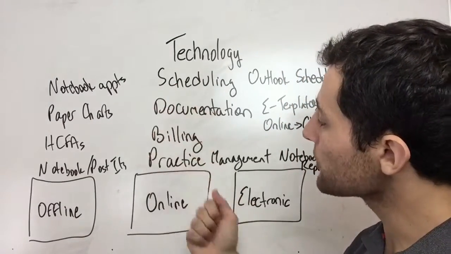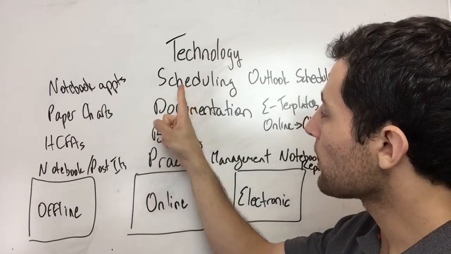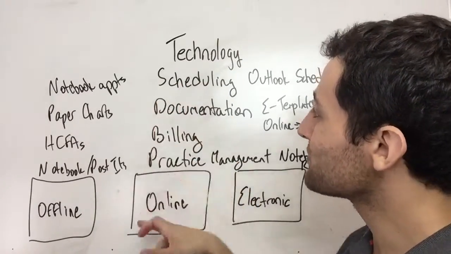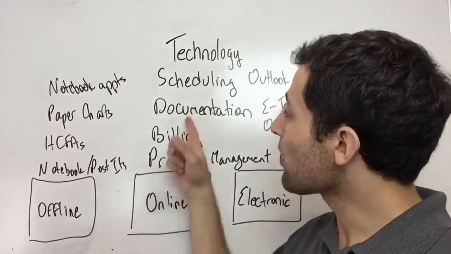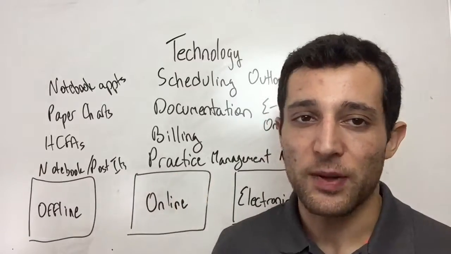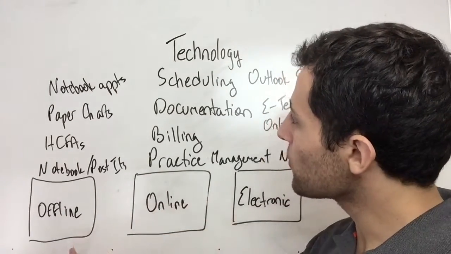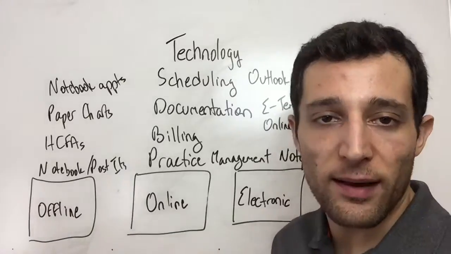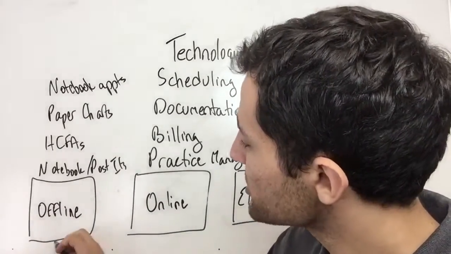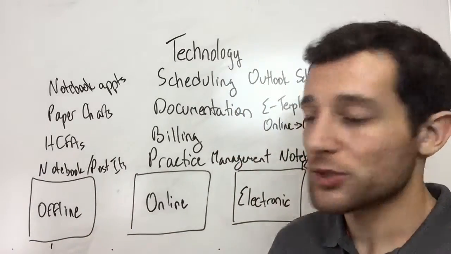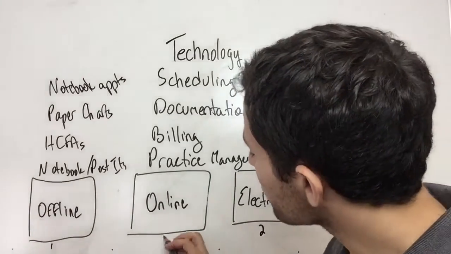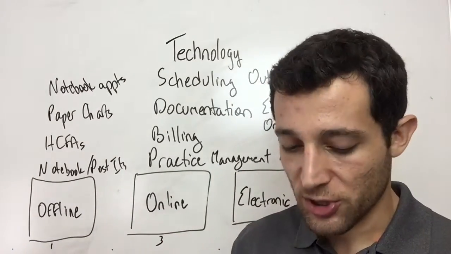The last group here is really online, and I'm going to leave these here because, without putting online before them, it's really the same thing, right? So you want to have online scheduling, online documentation, online billing, online practice management, and what this symbolizes is a progression over time, where we had the first generation offline solutions, the second generation electronic solutions, and now we have the third generation and the most modern, which are your online solutions.